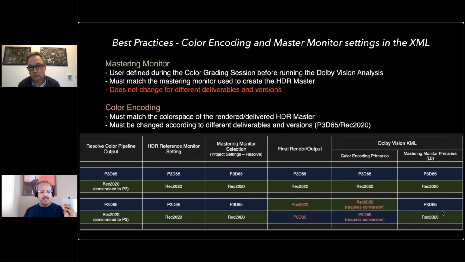The first one is the mastering monitor, and I will show you where exactly that is in the XML and how to read that in a minute. But the mastering monitor selection is done at the time of the analysis. So just before you run the analysis, there's a checklist of things you have to do, and one of them is to select your mastering display. And we generally say, be honest about whatever monitor you're using, the way the monitor is set up. So if you're using a P3 monitor that's capable of 1000 nits, you would go into the selector and select a 1000 nit P3 mastering monitor.